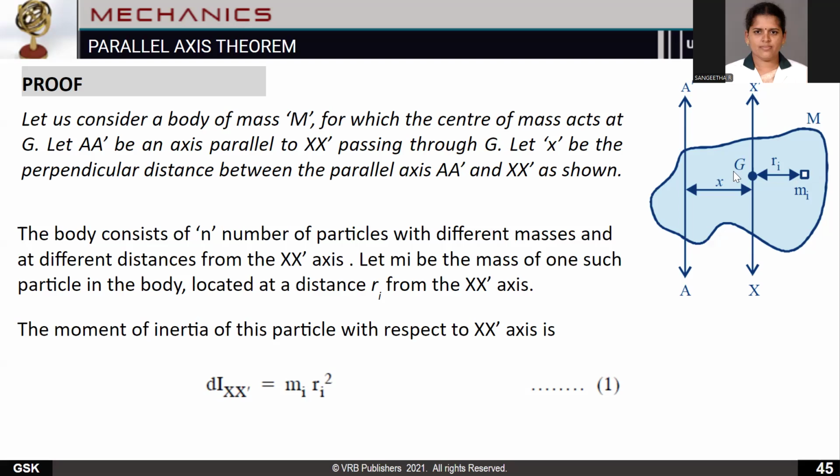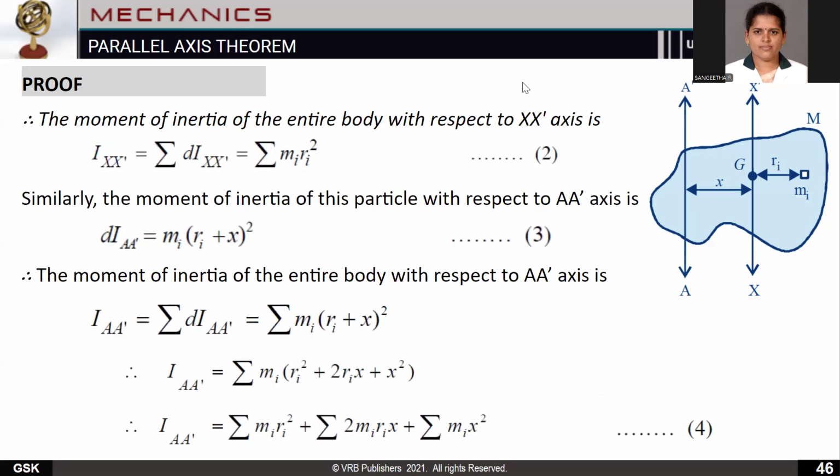So what will be the moment of inertia of that particle alone? That is a single particle, so we take it as dIxx dash, which is equal to mi ri square. So the moment of inertia of the entire body, if we have to consider it, we have to take a summation of the above equation. So summation of dIxx dash is equal to summation of mi ri square. Summation of dIxx dash can now be written as Ixx dash. So Ixx dash is equal to summation of mi ri square.